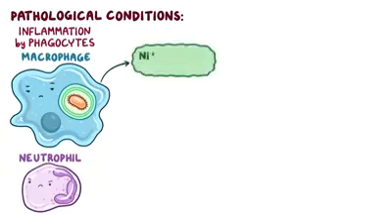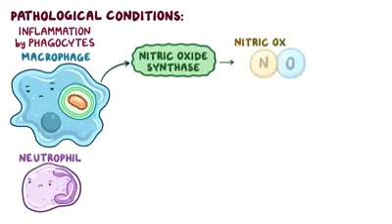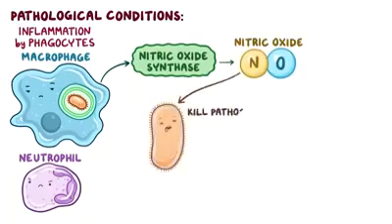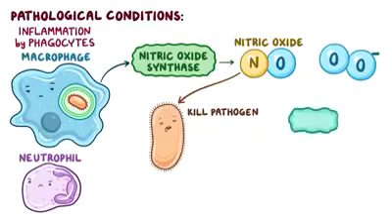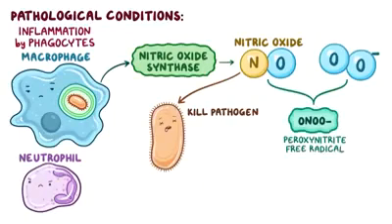Phagocytes also have a type of nitric oxide synthase, which is an enzyme that produces nitric oxide, which helps to kill the pathogen. But what nitric oxide also does is that it reacts with superoxide ions to form peroxynitrite free radical. These ions and molecules destroy pathogens by breaking down their cell membranes and damaging their proteins.